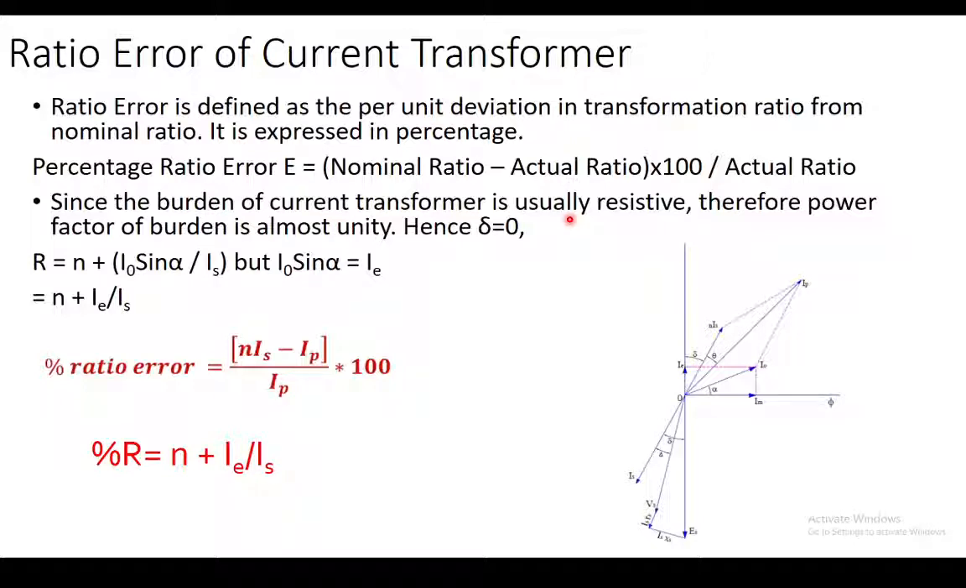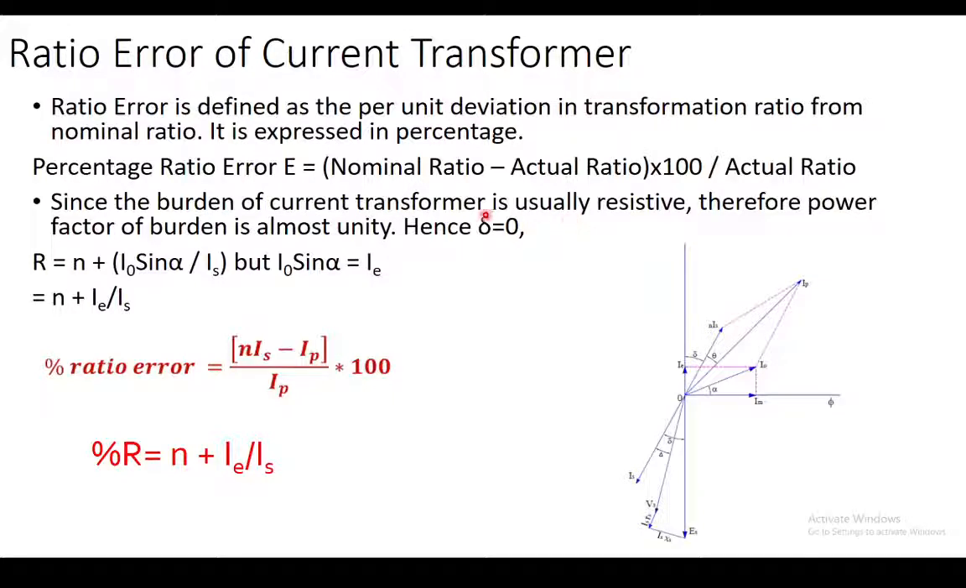The actual ratio can also be called the transformation ratio. So, nominal ratio minus actual ratio, all over actual ratio. Since our ratio error is in percentage, we multiply it by 100. And next, since the burden of a current transformer is usually resistive, meaning its power factor is 1 and its angle is 0, therefore the power factor is almost unity, or unity.